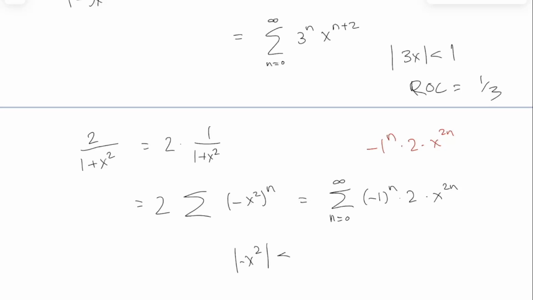All right, and then the radius of convergence here, you say x squared in absolute value, well, minus x squared less than 1, which means x squared is less than 1. Take the square root. x is less than 1. So the radius of convergence is 1 here.